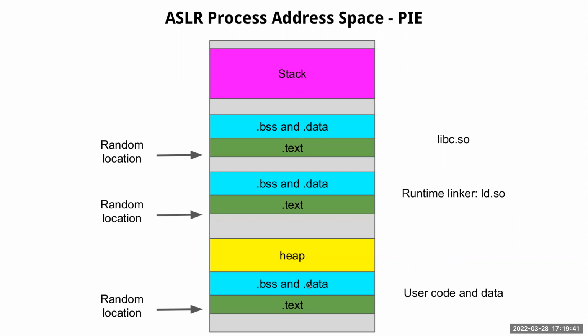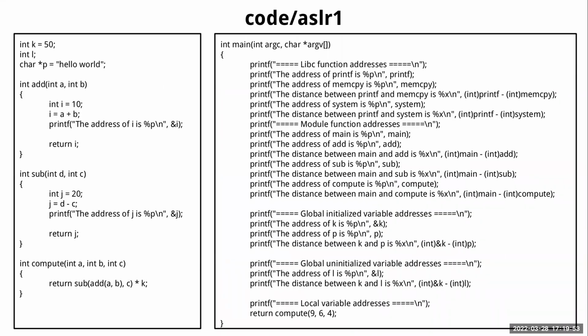If we compare with PIE, then everything can be randomized, even the user code. Next, we are going to see one example. This is my first example for ASLR, a very simple program. I'm just printing out where everything is. On the left-hand side, both of them actually are the program. You can see we have three global variables here. K, this one, which section does this one go to?